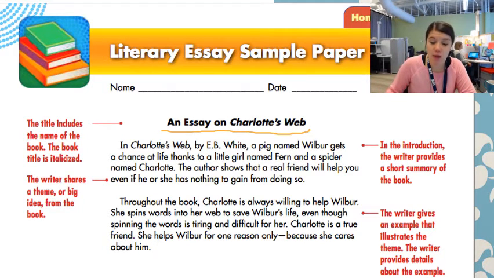White, a pig named Wilbur gets a chance of a lifetime thanks to a little girl named Fern and a spider named Charlotte. The author shows that a real friendship will help you even if he or she has nothing to gain from doing so.